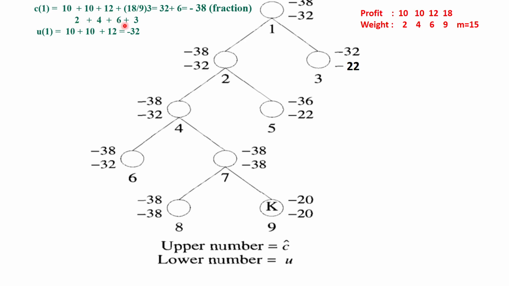So if I add up 6 plus 4 plus 2, what is it? 12 here. Then is it possible to place the fourth item here? No. If I place this item, what is the weight of this item? The fourth item's weight is 9. 9 plus 12 means 21. It exceeds the knapsack capacity. That's why placing this item is not possible here.